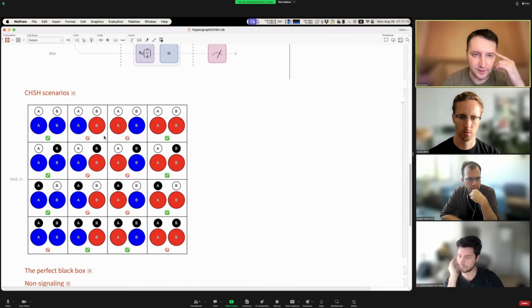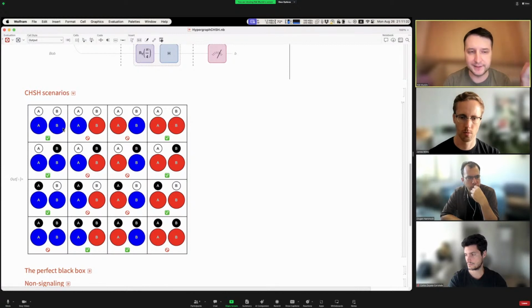And you can see that each row represents a different input for Alice and Bob, and if the coins are not all black, then they win if they output the same result, the same outcome. So for example, in this case, Alice and Bob win because they produce the same answer. They can either output blue or red, it doesn't matter, it just has to be the same.